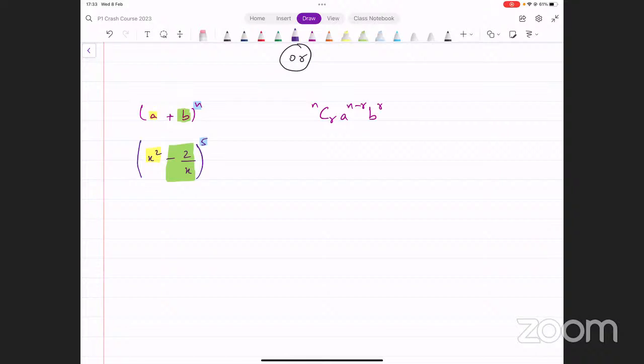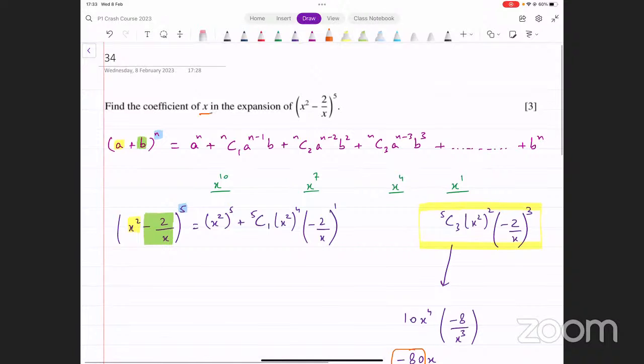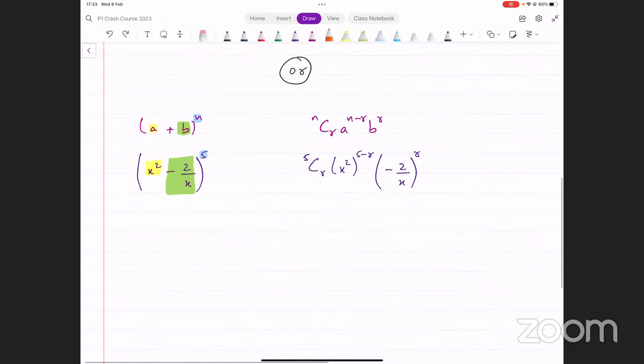Let's just input values in this standard form. nCr, that's 5Cr into a raised to power n minus r. a is x squared raised to power n minus r. n is 5, that minus r. Into b raised to power r. b is minus 2 over x and then whole raised to power r. Now, what are we looking for? We are looking for the term in x power 1. That is what you're looking for, x power 1.